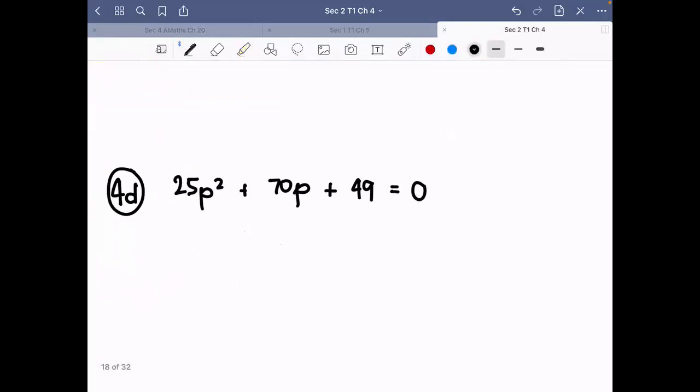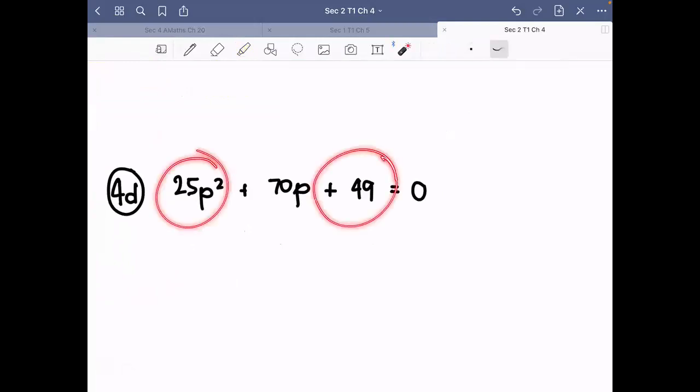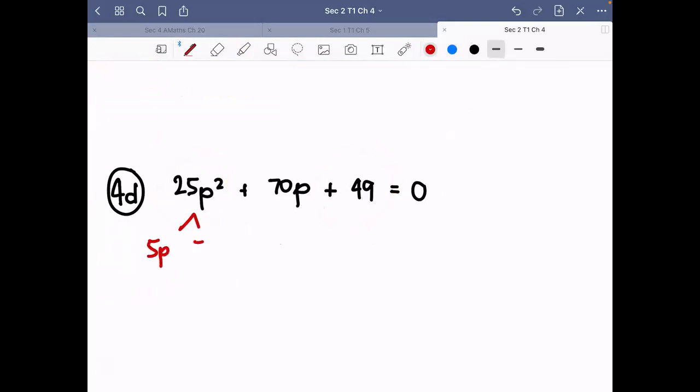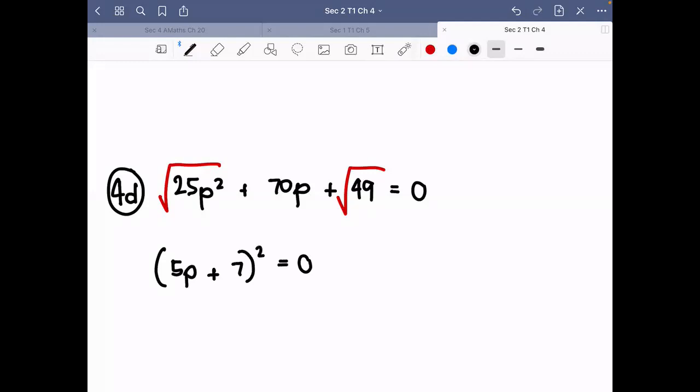Okay, for 4d, as you can see, the first and the third terms are both perfect squares. So we can just apply the shortcut, okay? Or maybe if you want, you can do this method, okay? So you have 5p and then 5p and then you have 7 here and 7. Okay, but even so, it'll give you the same answer, okay? So you can get the root of this and then the root of this. So it's supposed to be 5p plus 7 squared equals 0.